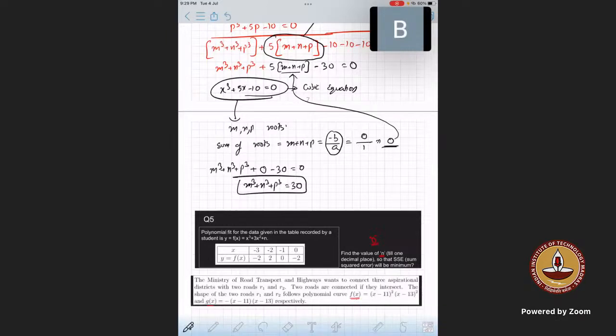Yeah. Can we move on to the next question? Someone in the chat used another approach: a cube plus b cube plus c cube equals 3abc if a plus b plus c equals 0. You can do that approach also, but if it is not a cubic equation, if the power of the equation is x power 4, in the order of 4, then you can't do that.